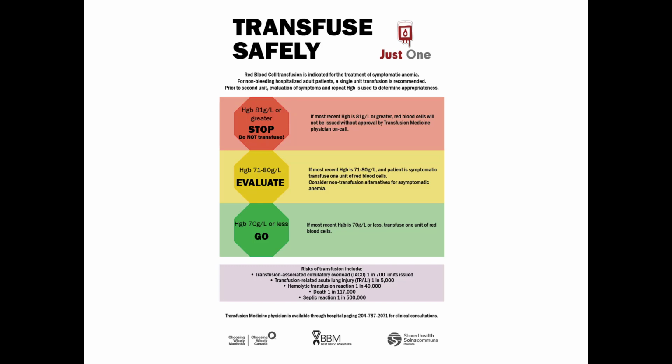And the different colored bars show the different thresholds at which patients should or should not be transfused. And so if the hemoglobin is less than 70, then transfusion is appropriate. If the hemoglobin is between 71 and 80, it would be appropriate if they're symptomatic. And if it's 81 grams per liter or greater, then transfusion is often not necessary, but in certain cases they can be approved by the on-call physician.